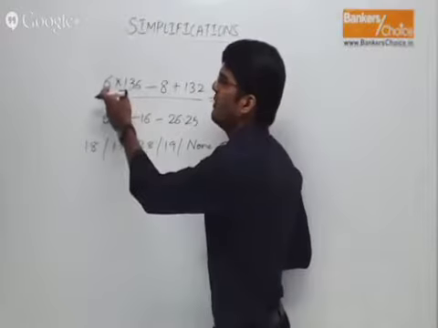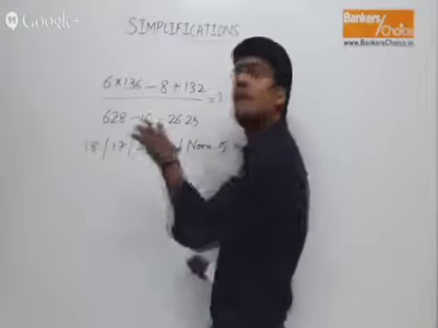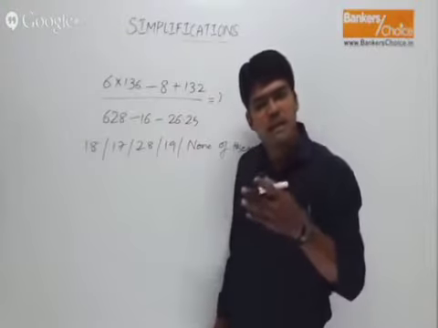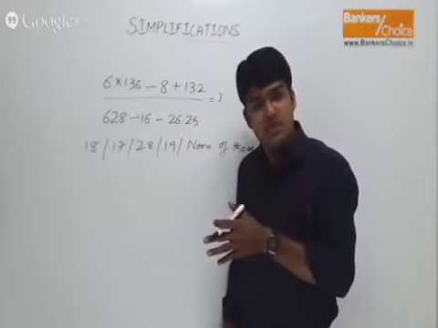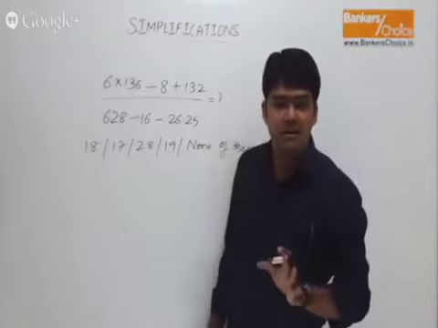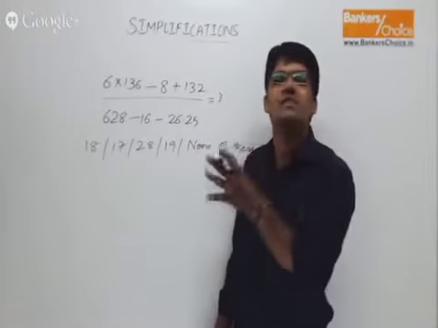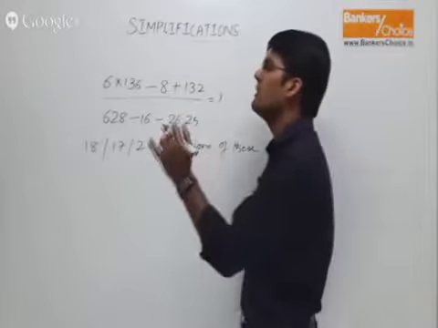For example, in this case, even if you multiply 6 with 136 first and then divide by 8, you are going to get the same answer. So either follow division first, then multiplication, or you can proceed from left to right when only divisions and multiplications are involved, right? So let's anyway go by the procedure.